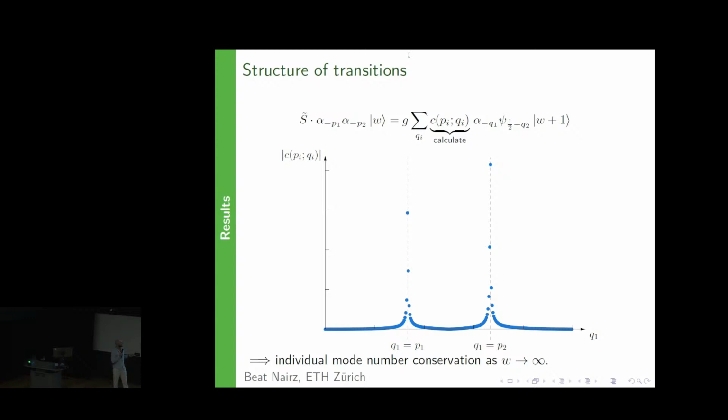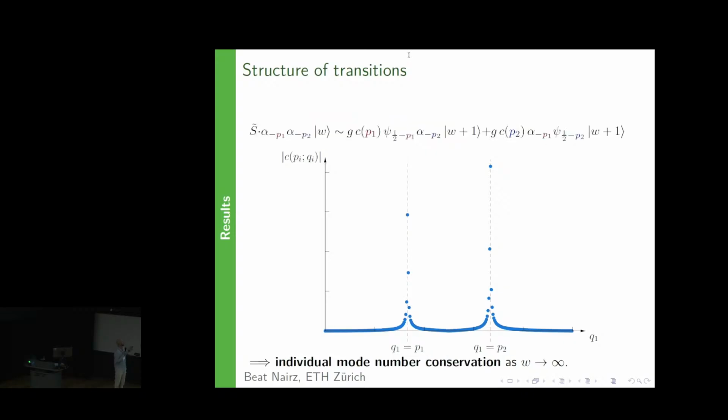And so effectively, as W goes to infinity, you want to describe this as follows: S tilde eats the state, and there's no sum over Q here anymore. It acts on the first alpha and turns it into a fermion with the same mode number P1, or it acts on the second alpha and turns it into a fermion, and it shifts the length by 1 upwards. And there's a coefficient here in front, which we calculate. So this is some sort of individual mode number conservation in this BMN limit.